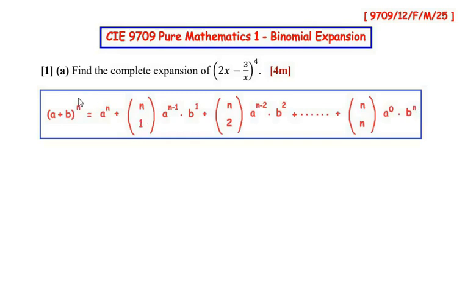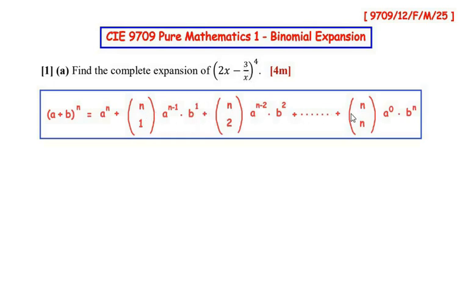Now here n represents the given power. So in this case, n is going to be equal to 4. A represents the first term of the bracket. So here, a is going to be equal to 2x. And b represents the second term along with the sign. So b is going to be minus 3 over x over here.